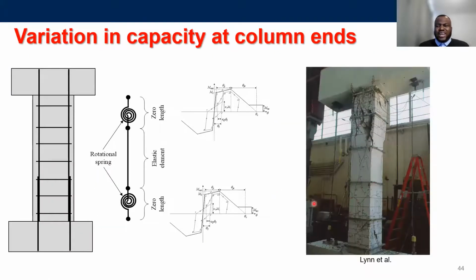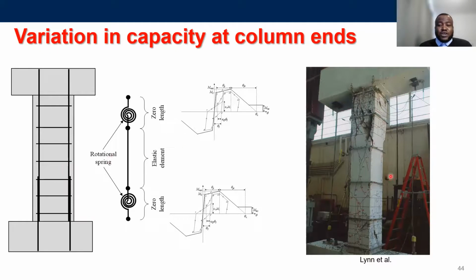So before going into the building level, one thing people need to really think about when modeling is the variation in capacity at column ends. And that comes from the fact that you hardly have your splices at both column ends. So if you're having your splice at the bottom end, you need to understand which of the ends is your weaker region. And that is potentially what is going to dominate your behavior.